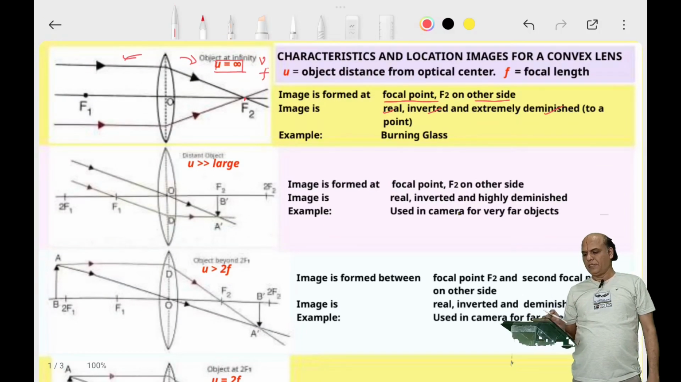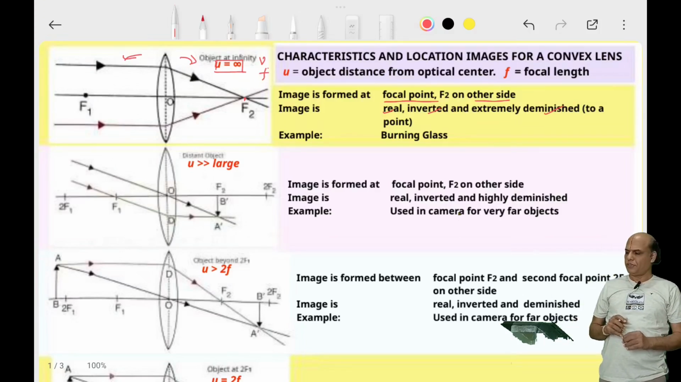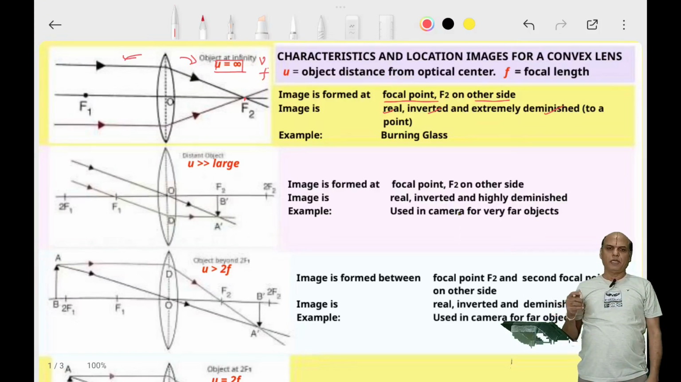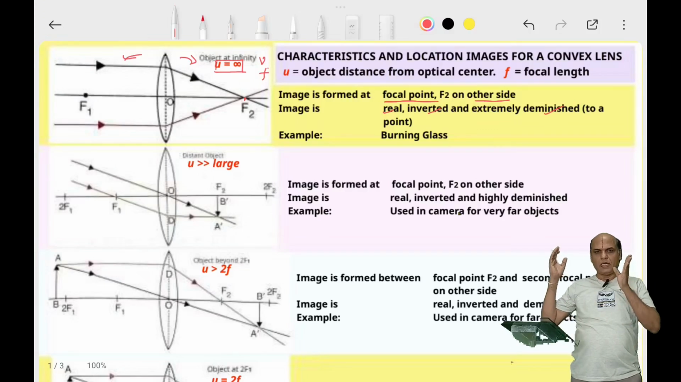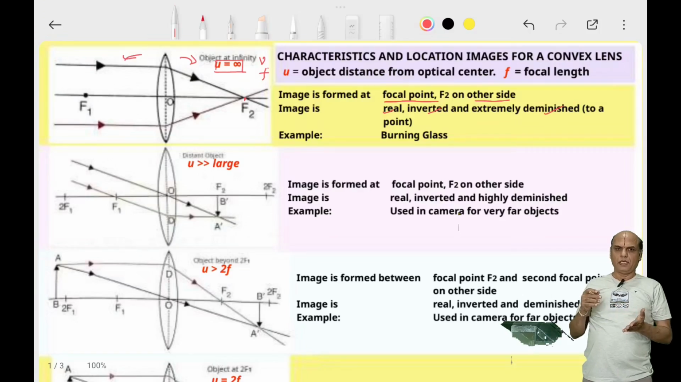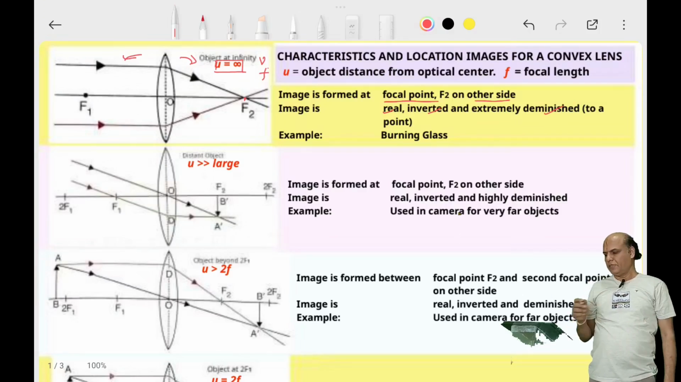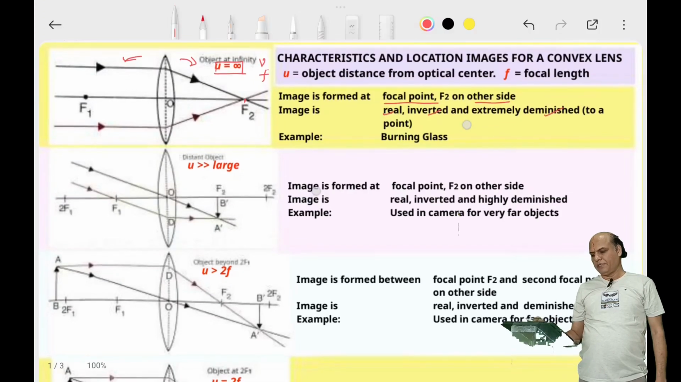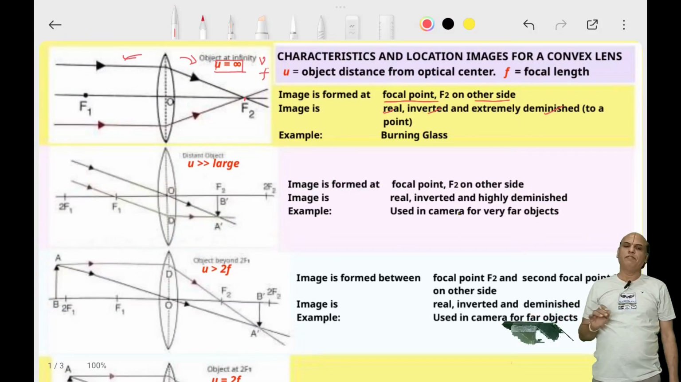Such a phenomenon or such a lens is used in a burning glass. You must have seen a burning glass. When you use a burning glass to focus on a piece of paper, you are concentrating the parallel incident light rays from the sun onto the paper, that is the focal length of the lens. We are adjusting the distance between the burning glass and the paper in such a way that the image of the sun is formed on the paper and then it starts burning. So this is an example of the first case, when the object is placed at infinite distance.